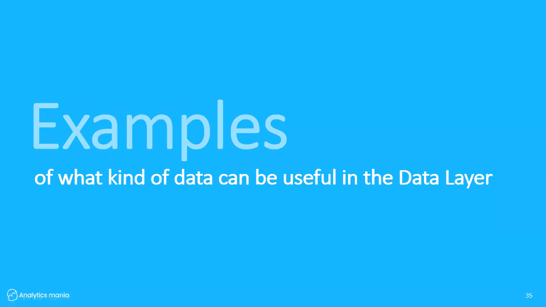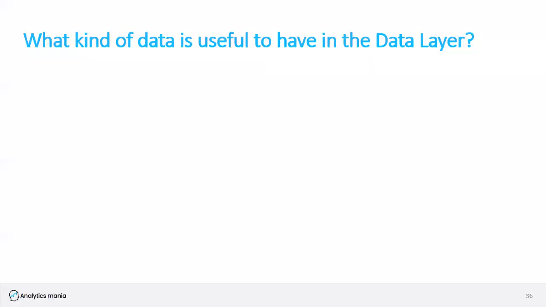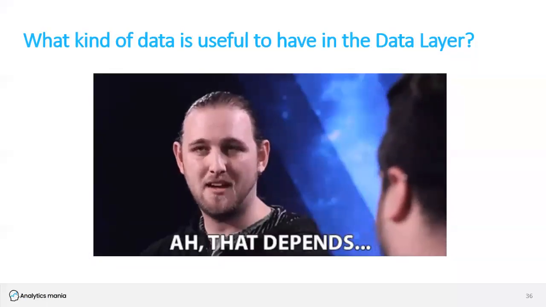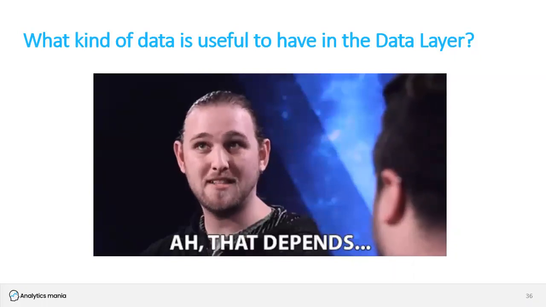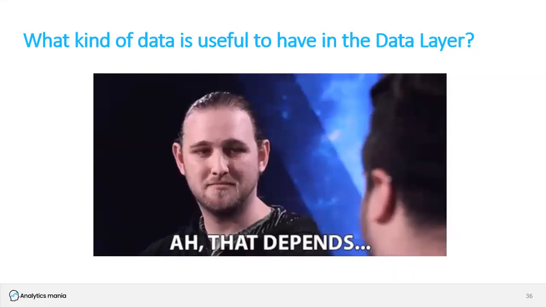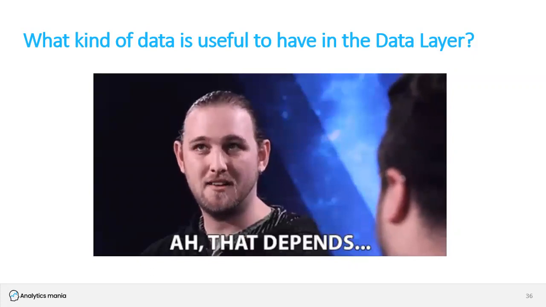I also have some other examples, because you might be wondering what other useful data you could ask your developer to add to the data layer. This is quite a common question that I get from my students, from my readers, but also see other people talk about online. The answer, I quite hate this answer, but it's the truth and the reality. What kind of data is useful to have in the data layer? Well, it depends. It depends on what you need, what your plans are, what you wish to track, and what is possible, let's say in the database or something like that.